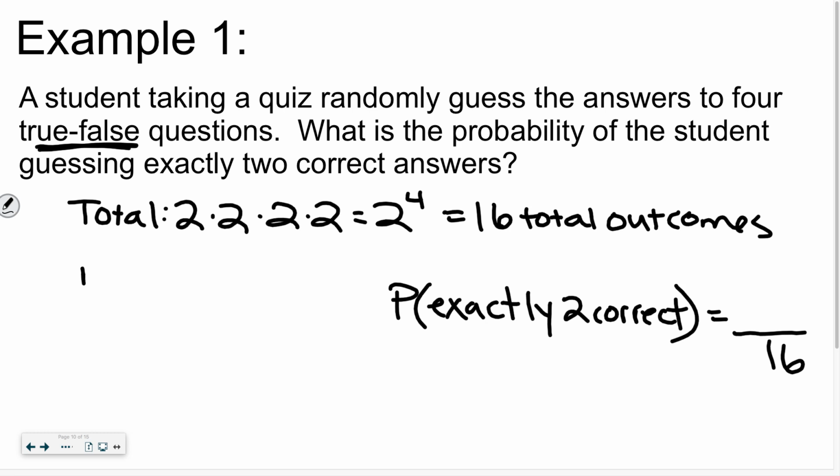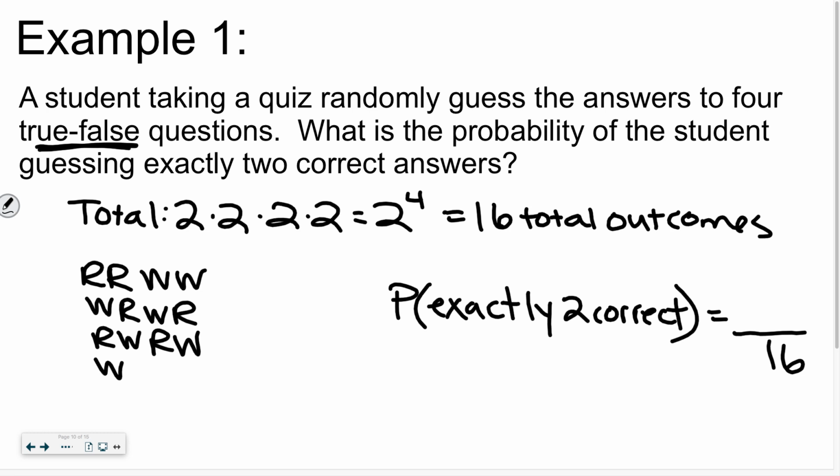Right, right. Then it would have to be wrong, wrong. Right, wrong, right, wrong. Right, wrong, wrong, right. Wrong, right, right, wrong. Wrong, right, wrong, right. Wrong, wrong, right, right. And the opposite, right, right, wrong, wrong.